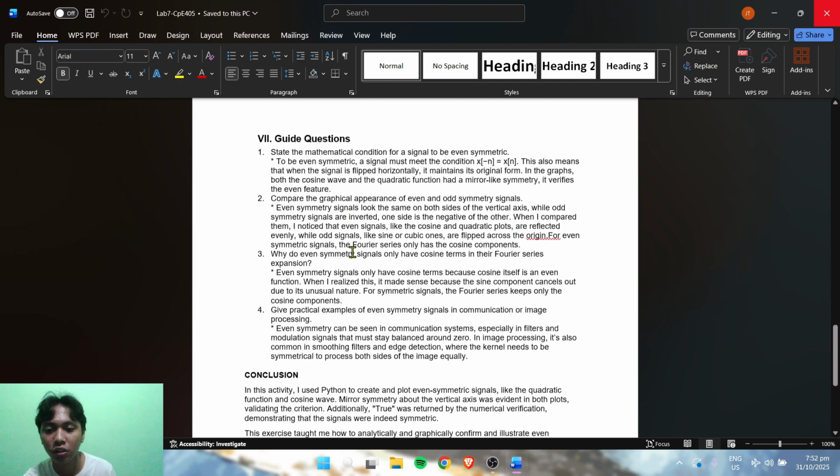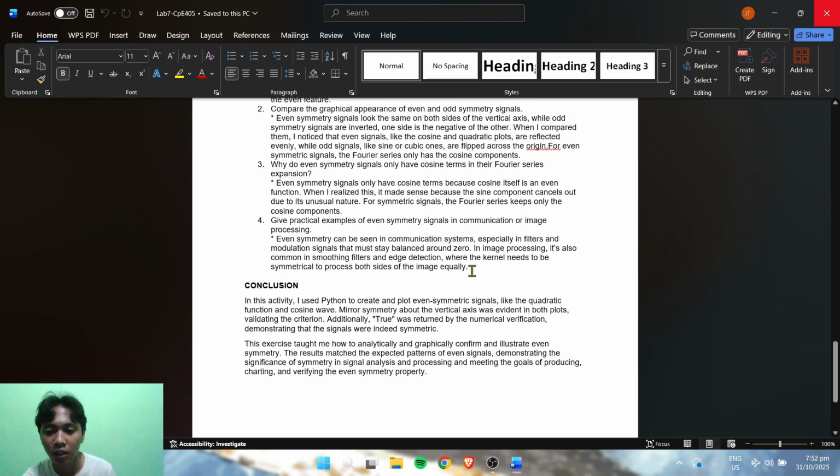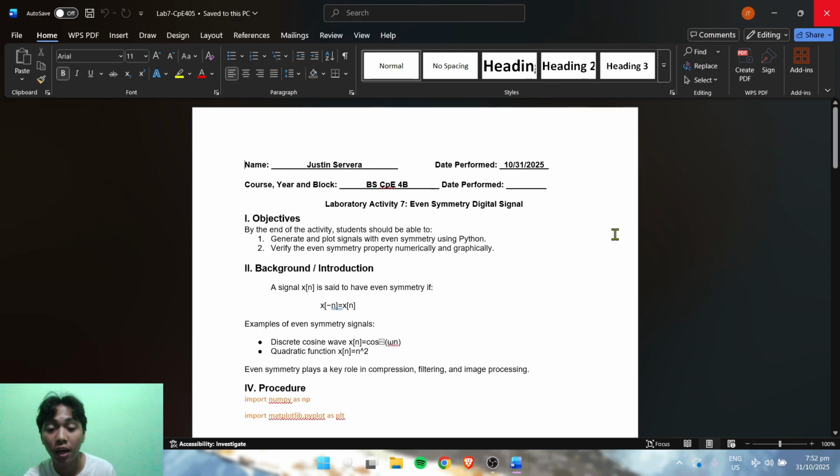For the guide questions and conclusion, in this activity, I used Python to create and plot even symmetric signals like the quadratic function and cosine wave. I think that's all for Laboratory 7, the even symmetry digital signal.